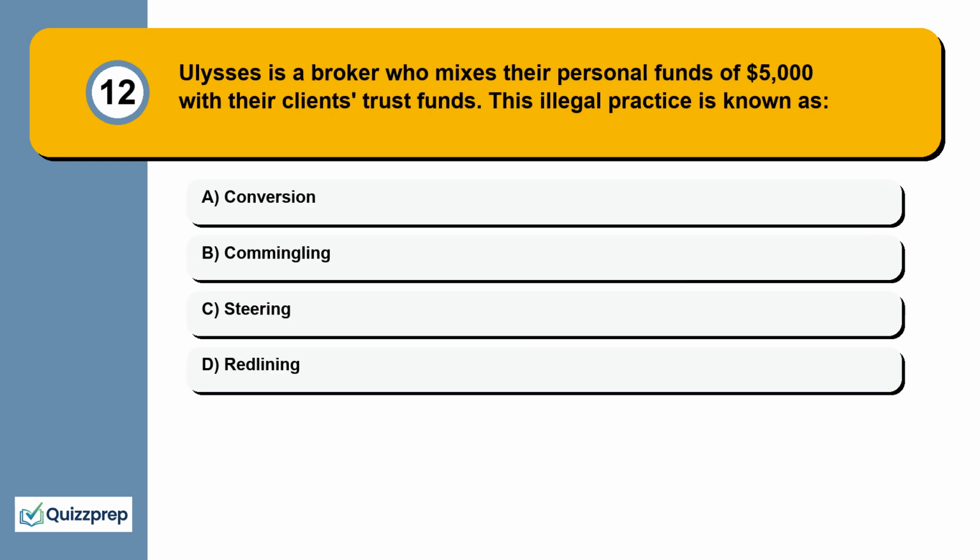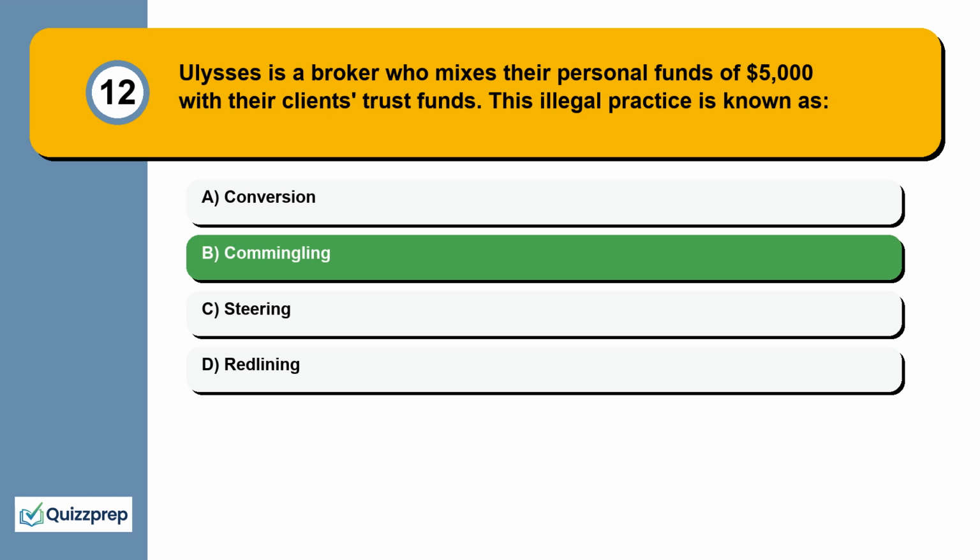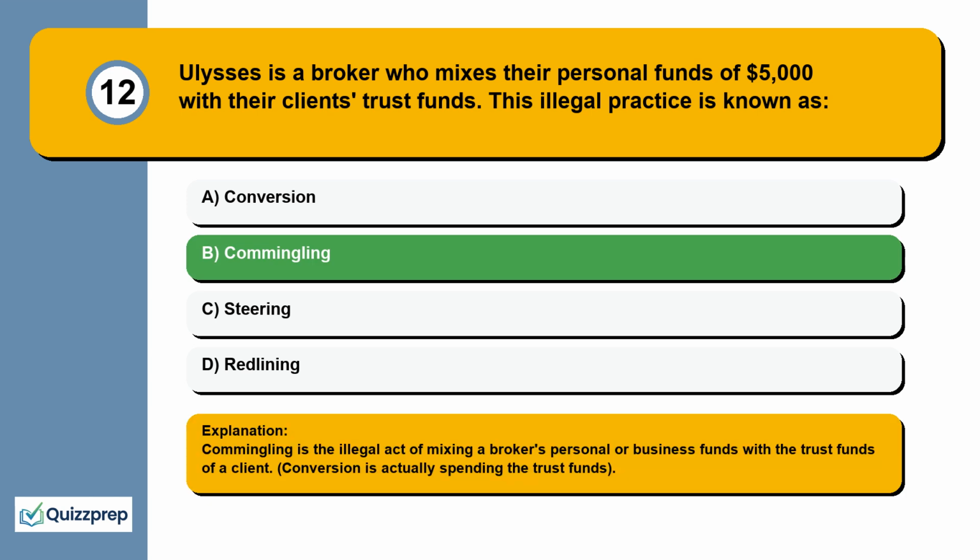Question 12. Ulysses is a broker who mixes their personal funds of $5,000 with their clients' trust funds. This illegal practice is known as conversion, commingling, steering, redlining. Commingling is the illegal act of mixing a broker's personal or business funds with the trust funds of a client. Conversion is actually spending the trust funds.